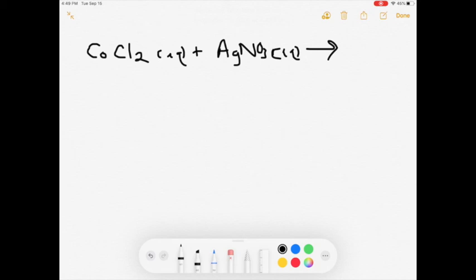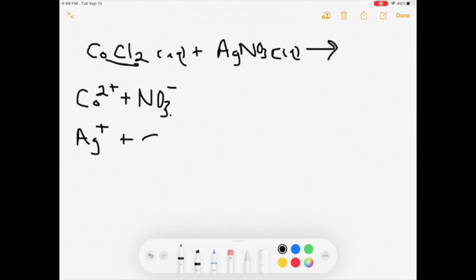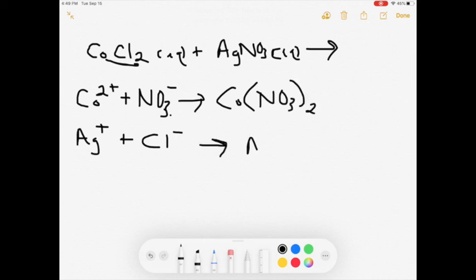Okay, we're going to figure out our products. So we're going to take our cations. So we have cobalt has a plus 2 charge, and I know that because of the 2 on chlorine. And then silver has a plus 1 charge. Okay, so they switch. Nitrate comes over here with cobalt, has a negative 1 charge. And then chlorine comes down here with silver. And I'm not going to bring that 2 down because the 2 is only there because it's combined with cobalt. Okay, and then we form our products here. So we're going to get cobalt NO3 twice, and then AgCl.